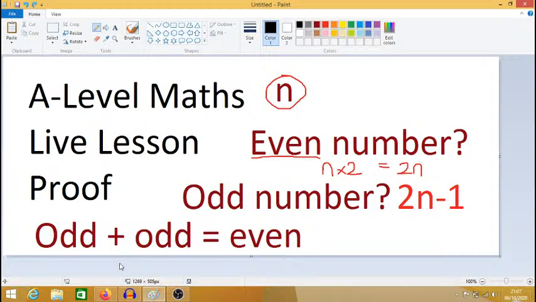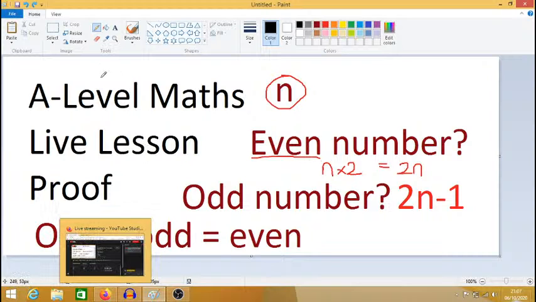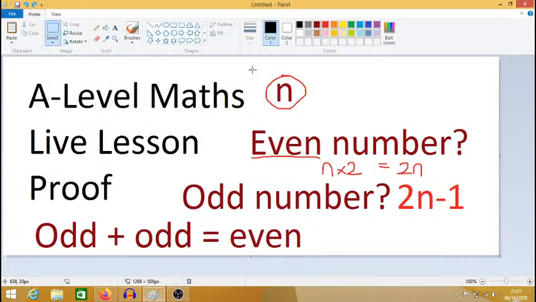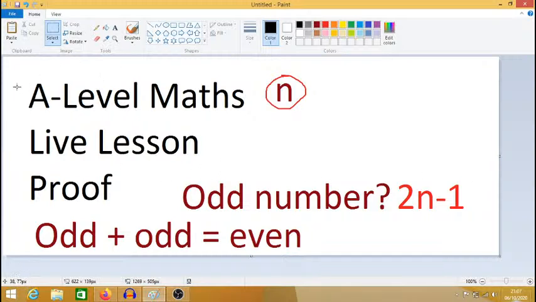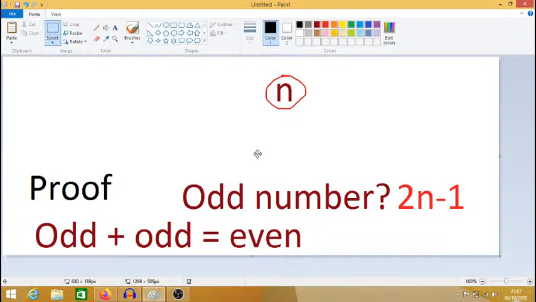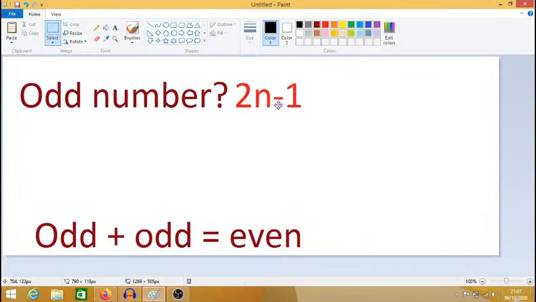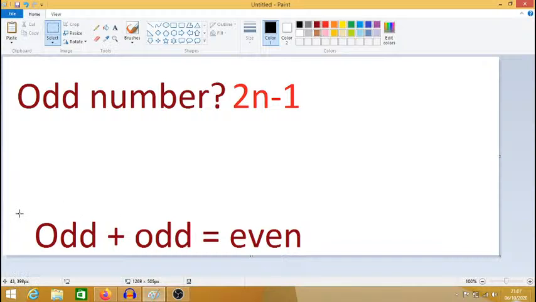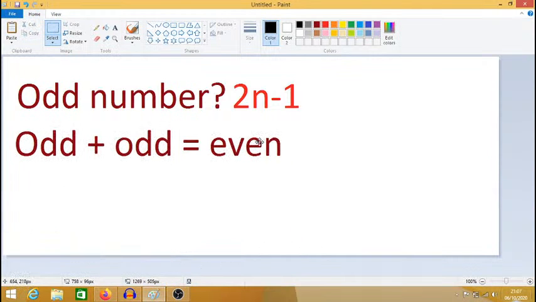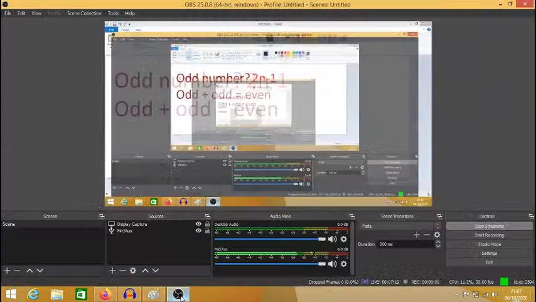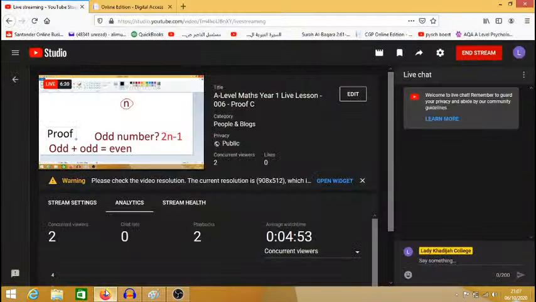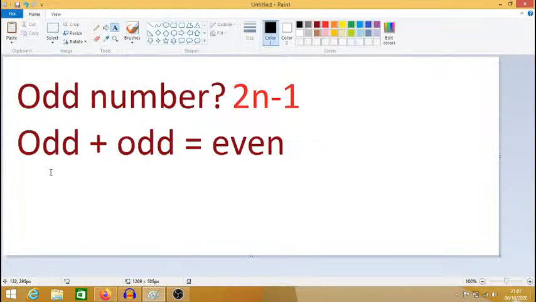Okay, odd plus odd is even. Wondering if anyone got that. Just before I take a look, let me make a bit of space. Just to give you a big clue, an odd number on its own would be 2n minus 1. I want to prove that 2 odd numbers add to an even. Okay, no attempts yet. Maybe it's worth reminding you.